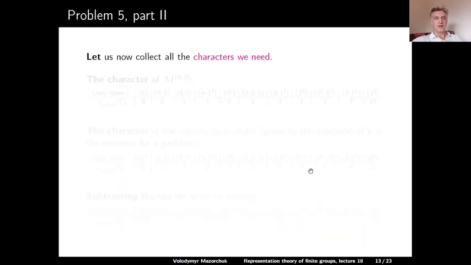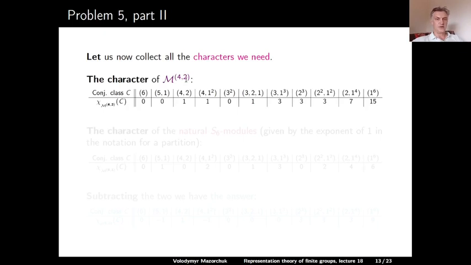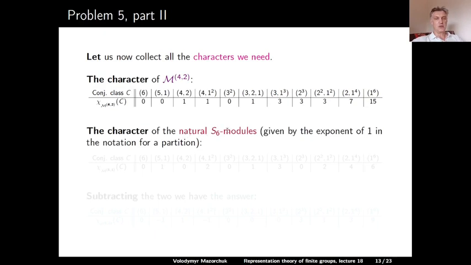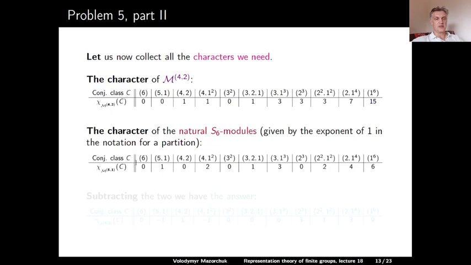So we can now collect all the characters we need. The character of the permutation module M^(4,2) is just copied from the previous problems. The character of the natural S6 module is given by the exponent of 1 in the notation for the partition corresponding to the conjugacy class. So for the conjugacy class (6), the value is 0. For (5,1), the value is 1 because there is only one 1. For (4,2), no 1s, 0. For (4,1,1), we have two 1s, so the value is 2.